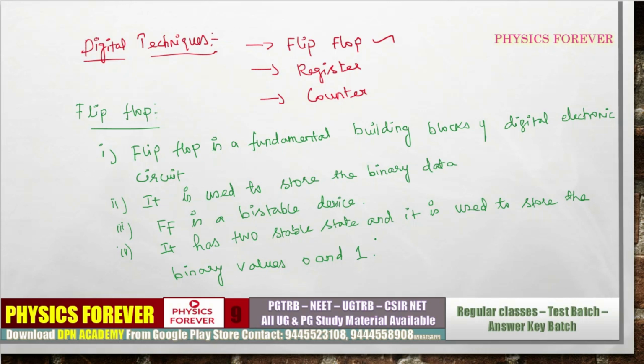So next, what are the types of flip-flop? There are three types of flip-flop: SR flip-flop, D flip-flop, and JK flip-flop. Okay, so next we discuss about the types of flip-flops.